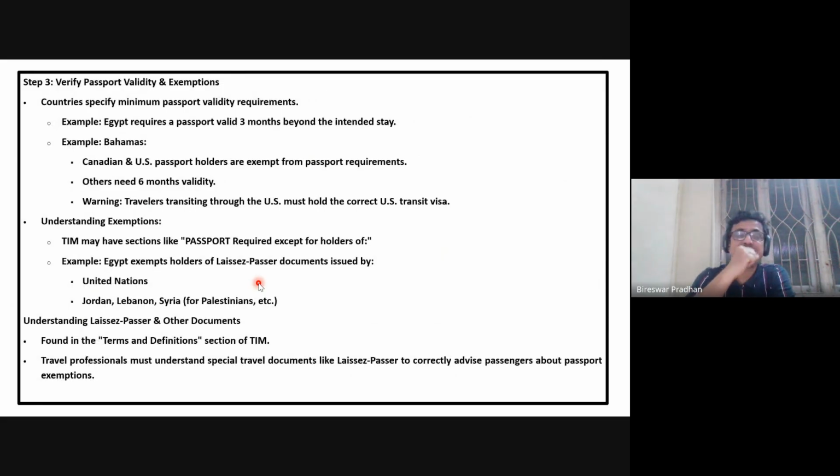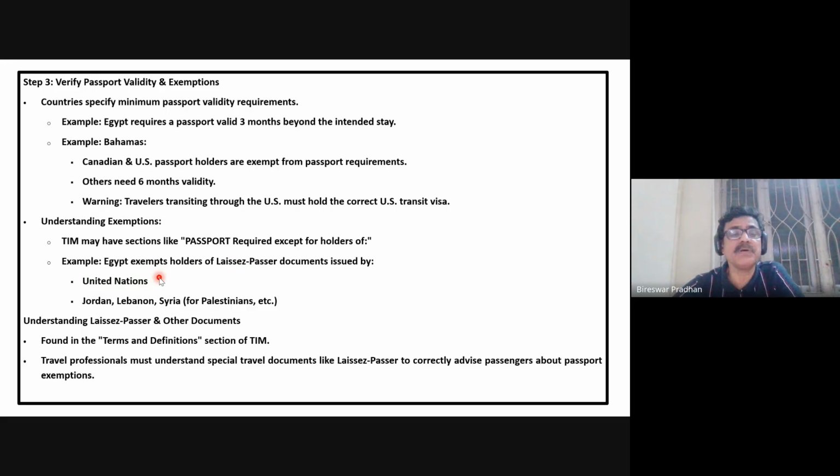Now, step 3, verify the passport validity and exemptions. Countries specify minimum passport validity requirements. Egypt requires a passport valid 3 months beyond the intended stay. Example: for the Bahamas, Canadian and US passport holders are exempted from the passport requirement; others need 6-month validity. Warning: travelers transiting through the US must hold the correct US transit visa. Understanding the exemption: TIM may have a section like 'passport required except for holders of'.